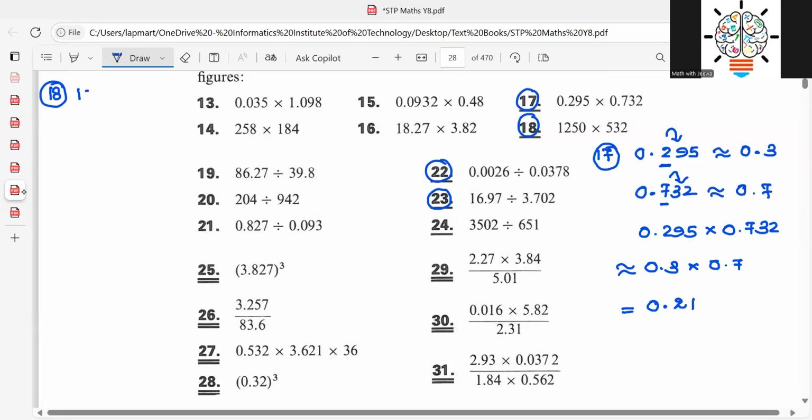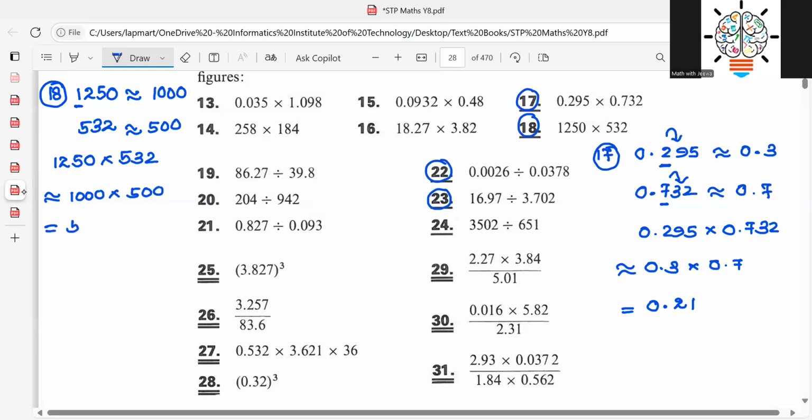What I do, I list down the values I have. 1,250, I can write it as 1,000 when you correct it, because this is the first significant figure. Then I have 532. So then again that becomes 500. So I rewrite the question 1,250 multiplied by 532. This is approximately equal to 1,000 multiplied by 500. So then the answer is 500,000. Those are rough estimates, rough values, not the exact values, right?